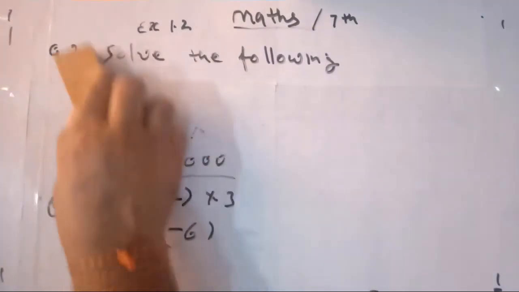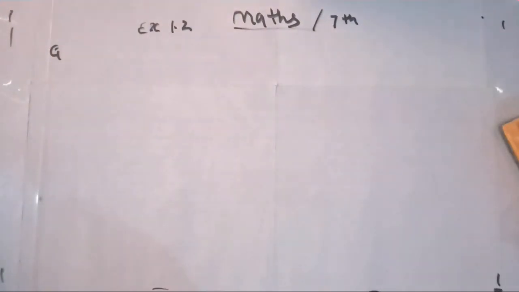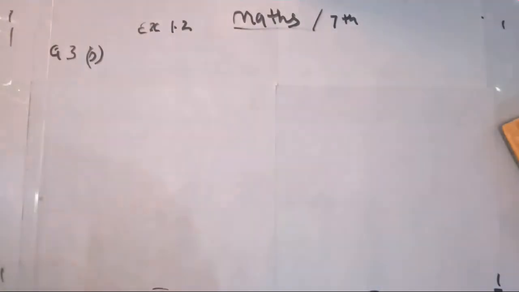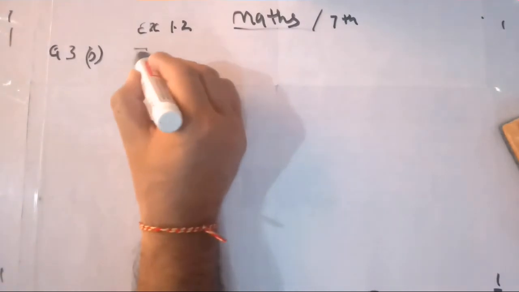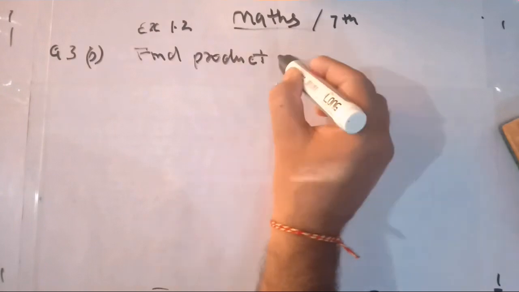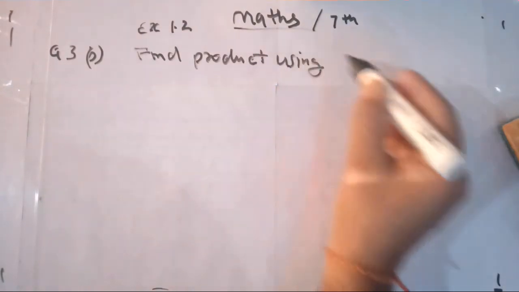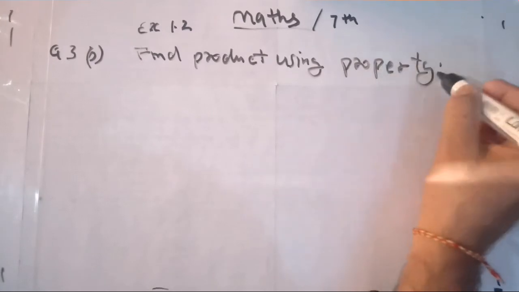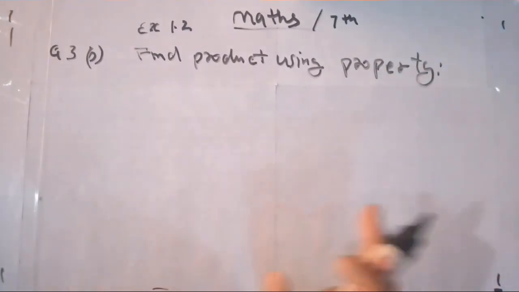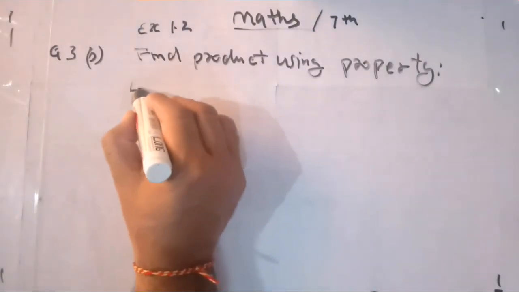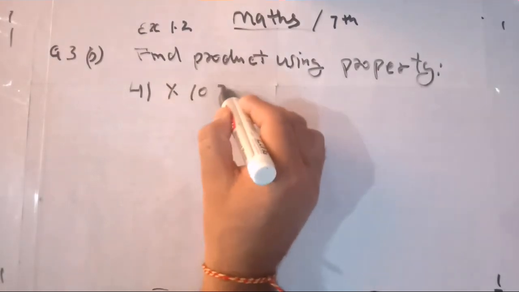Now I am solving the third question. In the third question you have to use the property. Now in the third question I am taking B part. You have to find the product using property. Beta, if you solve the question without using property, then your answer will be wrong. Your B part is 41 multiply 103.